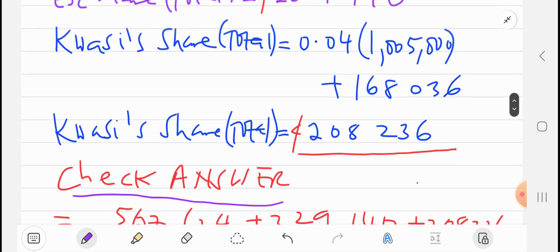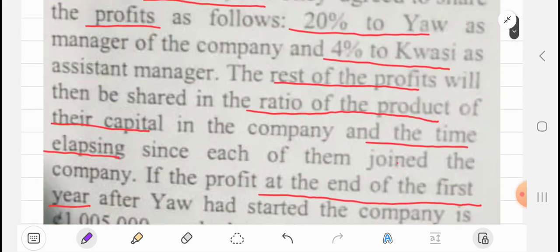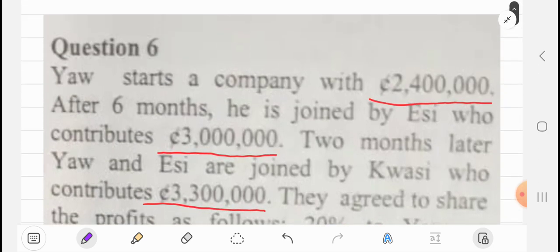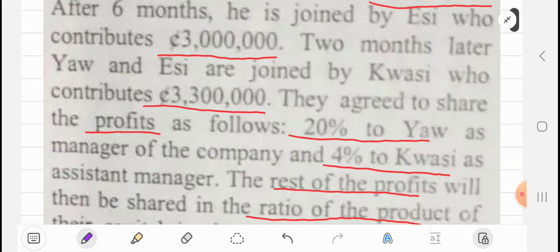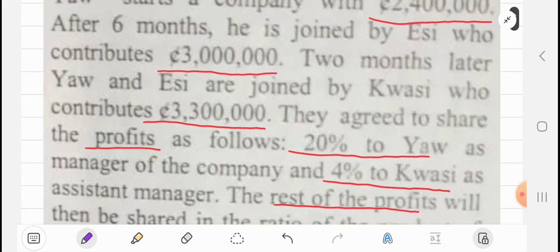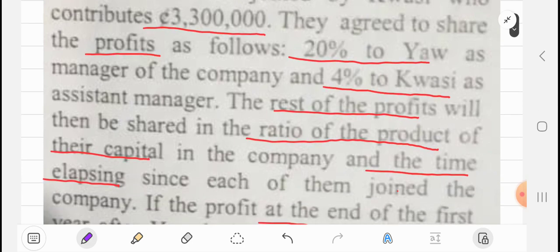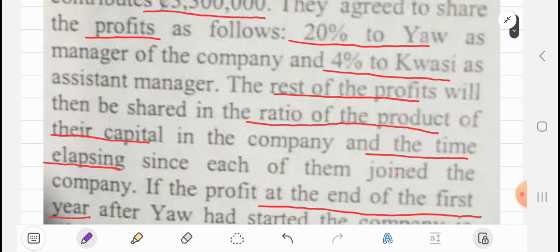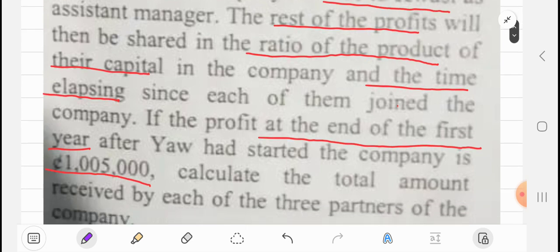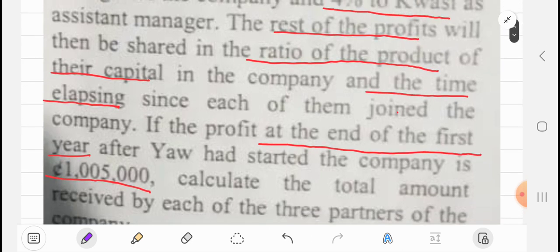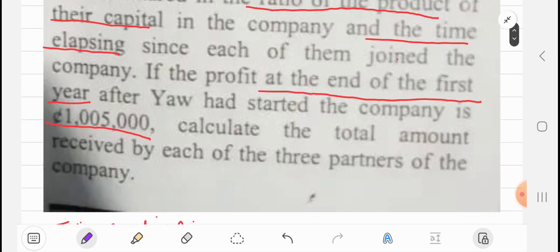And obviously, just to cross check if we answered the question correctly, just to read again the question. Yo starts a company with 2.4 million Ghanaian cedi. After 6 months is joined by S, who contributes 3 million Ghanaian cedi. 2 months later, Yo and S are joined by Kwasi, who contributes 3.3 million Ghanaian cedi. They agreed to share the profits as follows: 20% to Yo as manager of the company, 4% to Kwasi as assistant manager. The rest of the profits will then be shared in the ratio of the product of their capital in the company and the time elapsing since each of them joined the company.